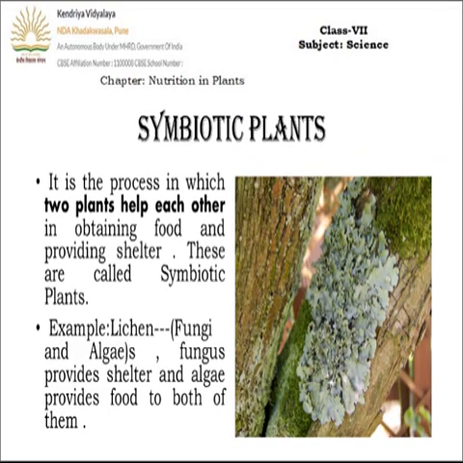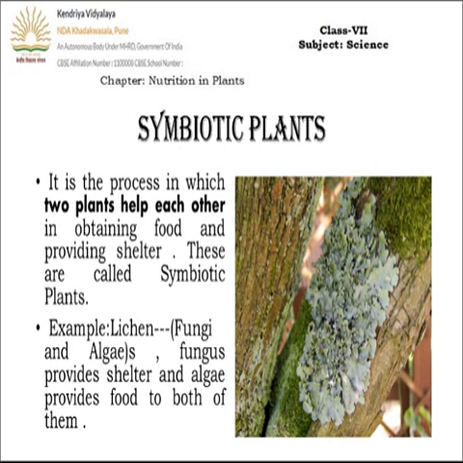Now, symbiotic plants. Symbiotic plants is a very interesting concept. Let us try to understand what symbiotic plants are. The picture shown here is of lichen. It is a process in which two plants live together. What is a symbiotic relationship? This relationship means that two plants are living together, and when they live together, they are helping each other. They help each other in obtaining food and providing shelter. A very beautiful example of this is lichens. This picture is of lichen.